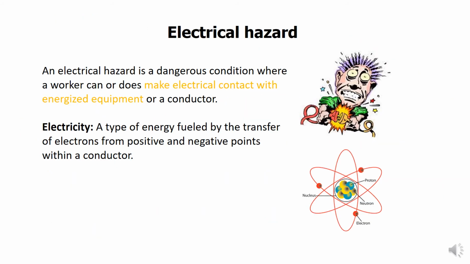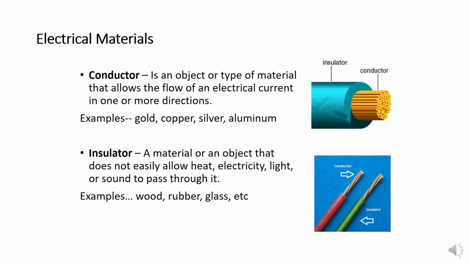Let's talk about the electrical hazard. An electrical hazard is a dangerous condition where a worker can or does make electric contact with energized equipment or a conductor, and of course gets an electric shock. Electricity is a type of energy fueled by the transfer of electrons from positive and negative points within a conductor. Everyone working in the lab has to use electric equipment, so we should really understand these electric hazards.